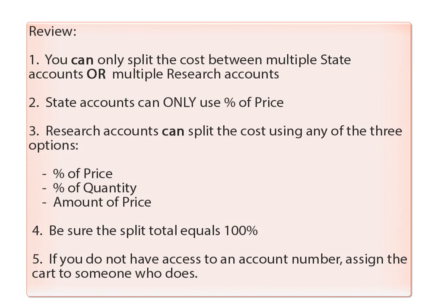To review, number 1, you can only split the cost between multiple state accounts or multiple research accounts. Number 2, state accounts can only use the percent of price option. Number 3, research accounts can split the cost using any of the 3 options: percent of price, percent of quantity, or amount of price. Number 4, be sure the split total equals 100. Number 5, if you do not have access to an account number, assign the cart to somebody who does.